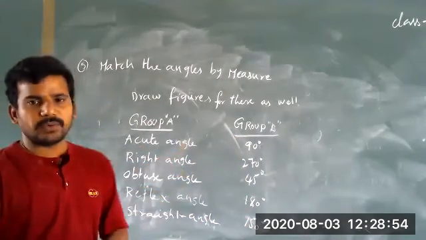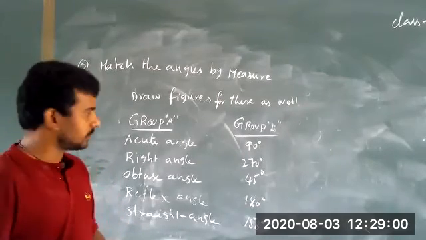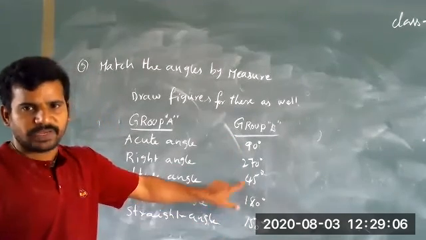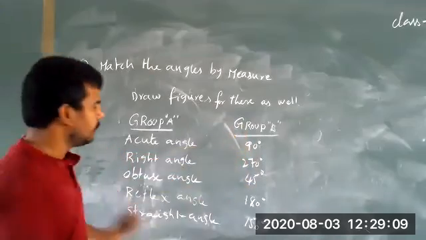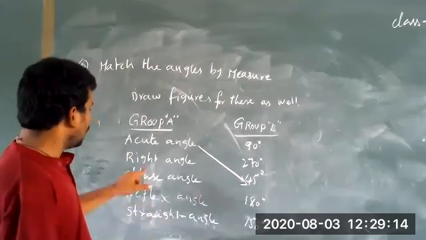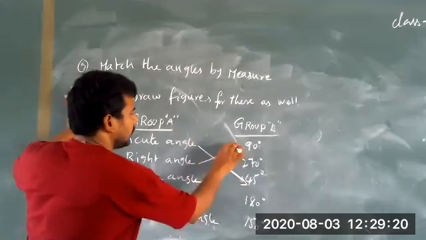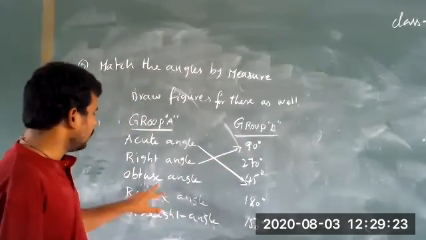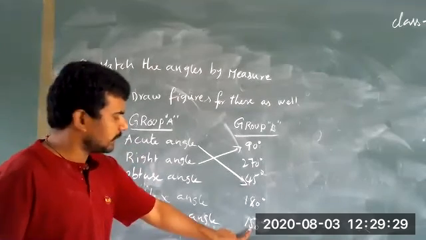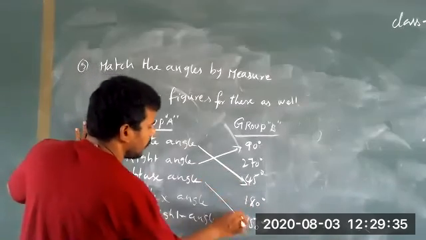So what about acute angle, children? Between 0 degrees and 90 degrees. In this, between 0 degrees and 90 degrees, which is the correct answer? 45. 45 is between 0 degrees and 90 degrees. So which angle is this, children? Acute angle. Right. Now right angle. A right angle measures exactly 90 degrees. Obtuse angle is between 90 degrees and 180 degrees. So 150 is between 90 degrees and 180. So it is called an obtuse angle.